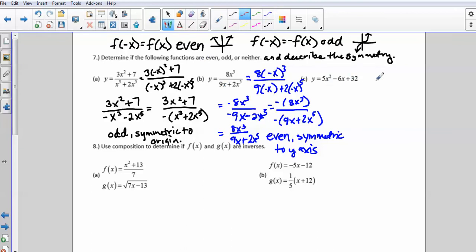All right, the last one, when I substitute the negative x, I get 5 times the square of negative x minus 6 times negative x plus 32. The square of negative x is positive x squared, so I get 5x squared. Negative 6 times negative x becomes positive 6x plus 32. So now if I compare this to the original, I have the same first term, but I have the opposite of the middle term, and then I have the same last term. So this is neither even nor odd, and it's not symmetric to the y-axis nor to the origin.